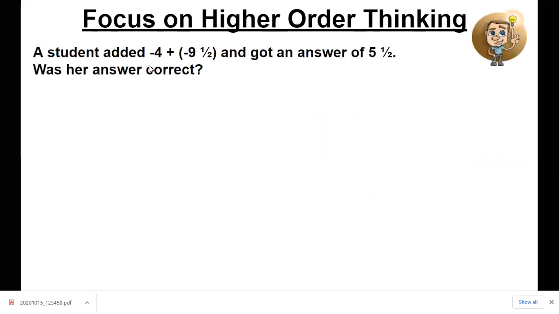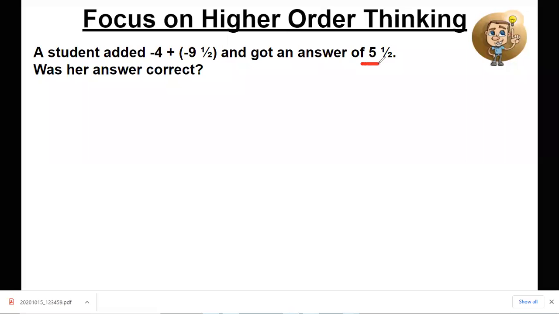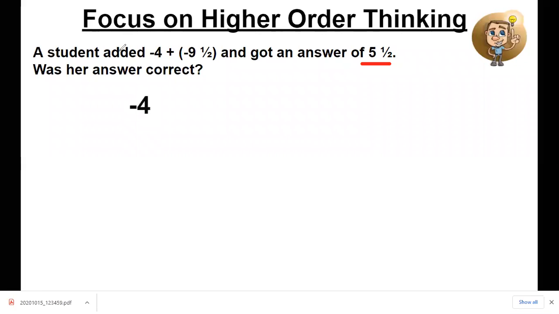Okay, a student added negative 4 plus negative 9.5 and got an answer of 5.5. Was her answer correct? What do you think? Same signs. What are we supposed to do when they're the same signs? Right, we're supposed to add them together. Does it look like when she got 5.5 that she added these together? No, she didn't, did she? Let's see what we're supposed to do.